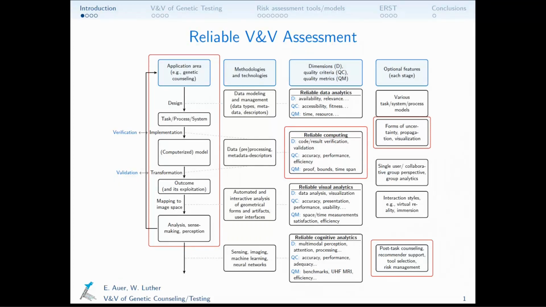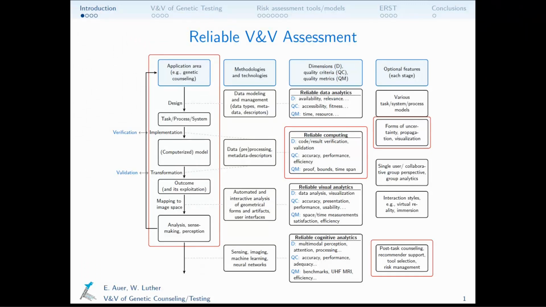What is reliable verification and validation assessment? The usual modeling and simulation cycle shown here, with verification at the stage of implementation and validation at the stage of simulation, is enhanced using reliable data analytics, but also reliable visual analytics or reliable cognitive analytics. An important point here is that also reliable computing can be used, which is in the focus of our talk today.